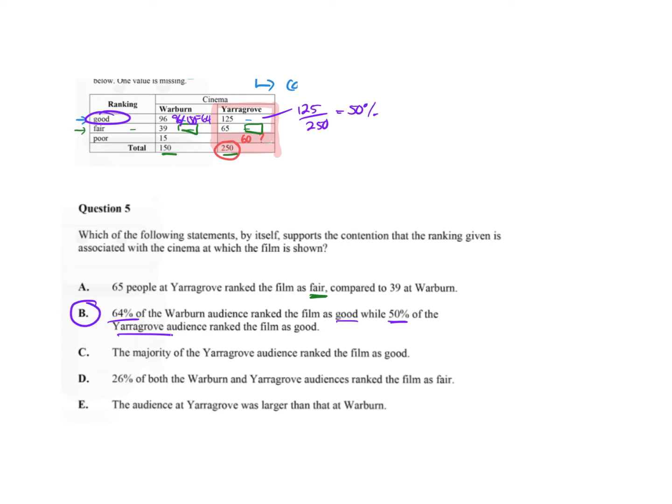If you look at the other ones, they're not good because they don't compare the two. This one doesn't compare the two. And this one's not good because they're both 26%, so that doesn't support that choosing which cinema affects the film, and that's what they want to show. So that's why this one's not good, and this doesn't prove that the film made a difference.